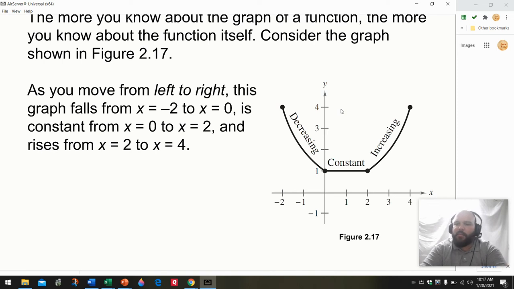An important thing to remember is you're always reading the graph from left to right. And what increasing, constant, and decreasing are referring to is the slope of the graph at that particular section.